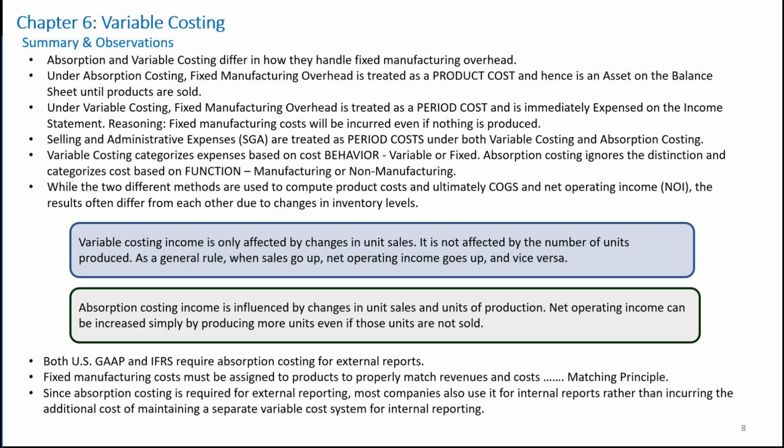This summary and observation slide does exactly what it says it is. It summarizes both the absorption costing method and the variable costing method. It talks about the similarities and differences between the two, how each is prepared and how each is used. I recommend that you pause the video, read each bullet, and make sure that you're comfortable with each of the concepts presented.